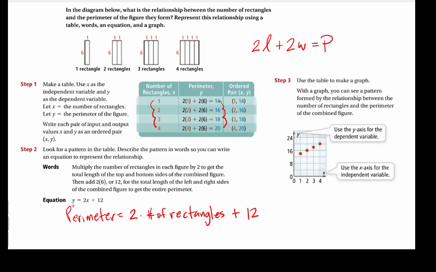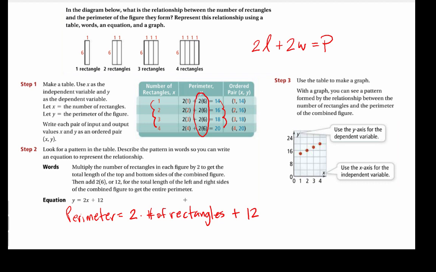So where this equation comes from, y equals 2x plus 12, it comes from the fact that if we look at the information in our table here, each perimeter is equal to 2 times the number of rectangles plus 12. So 2 times 1 plus 12, 2 times 2 plus 12, 2 times 3 plus 12, and 2 times 4 plus 12. Every single one of these calculations has a constant in it.